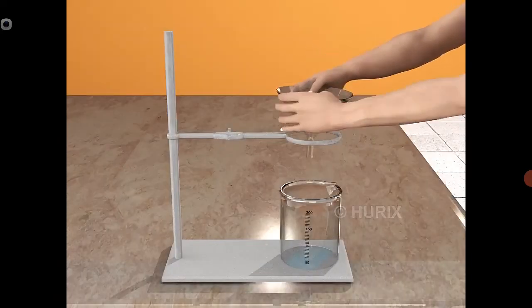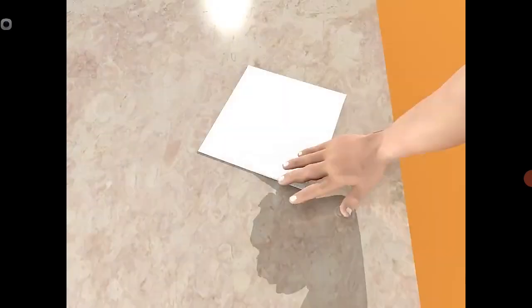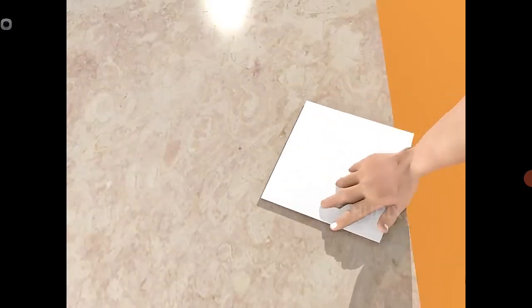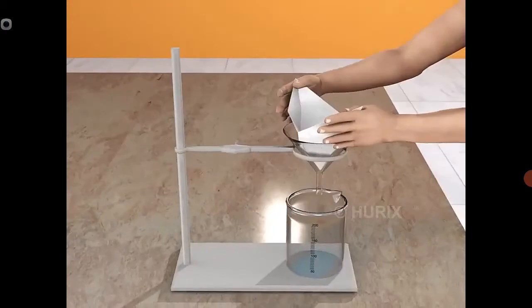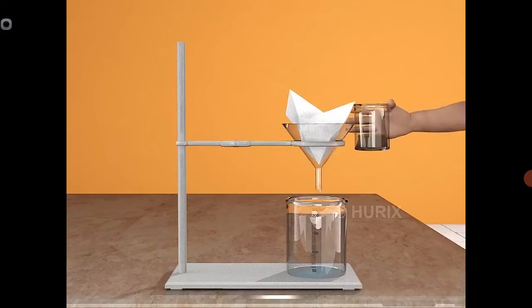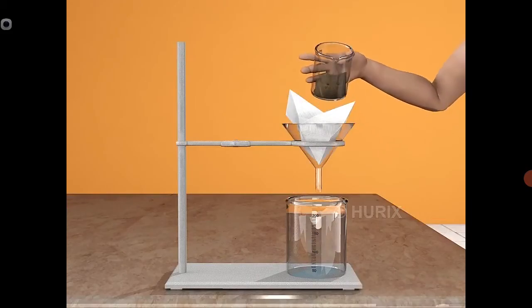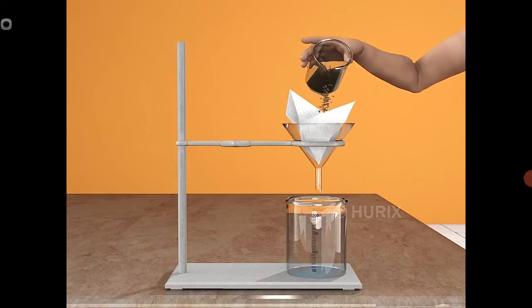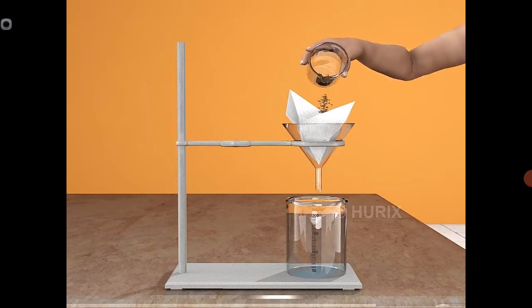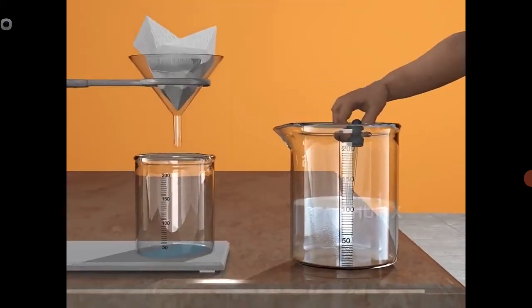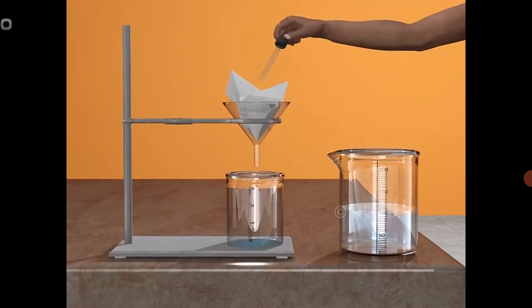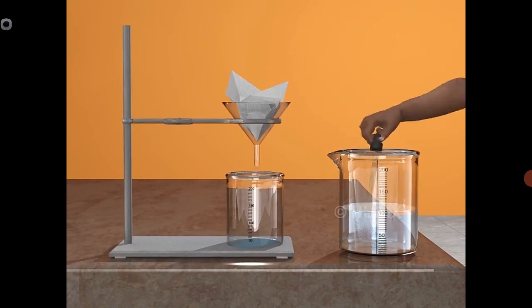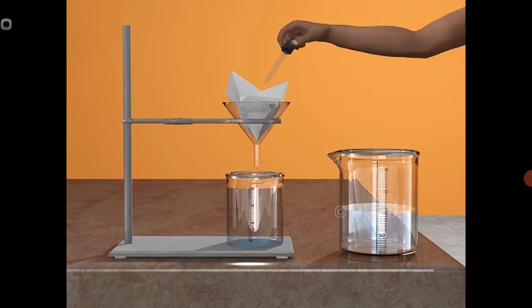Place a funnel over a glass beaker. Fold a filter paper and place it in the funnel. Now pour 50 grams of soil into the funnel. This soil is dry and devoid of soil moisture. Measure 100 ml of water and pour it drop by drop on the soil. Continue pouring the water till it starts trickling into the beaker.